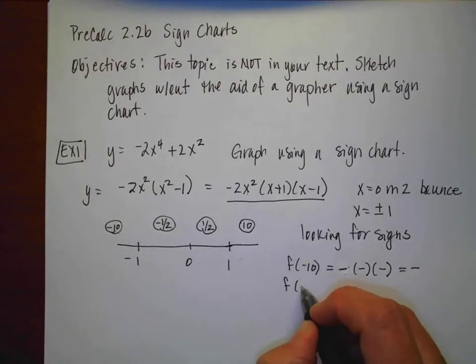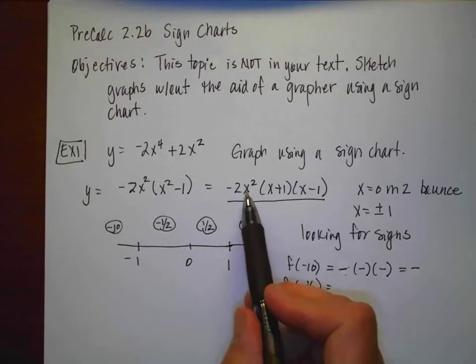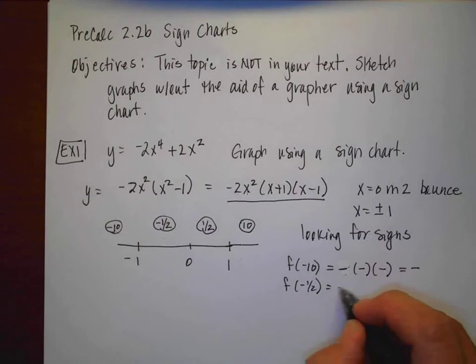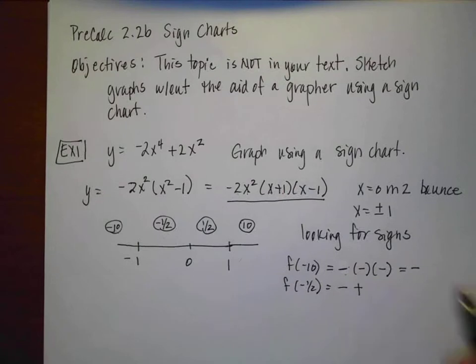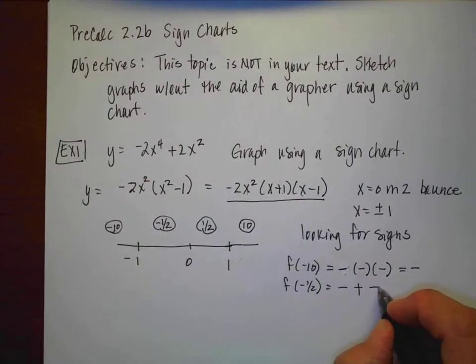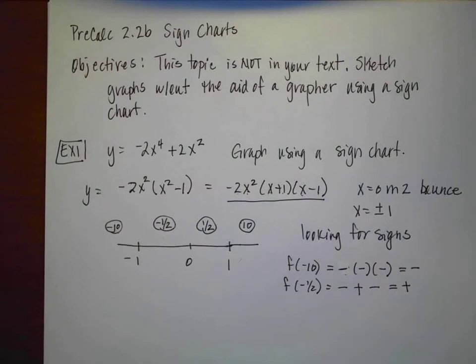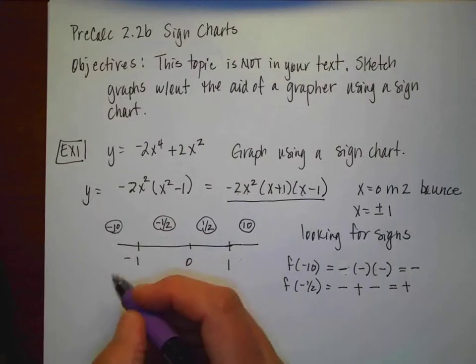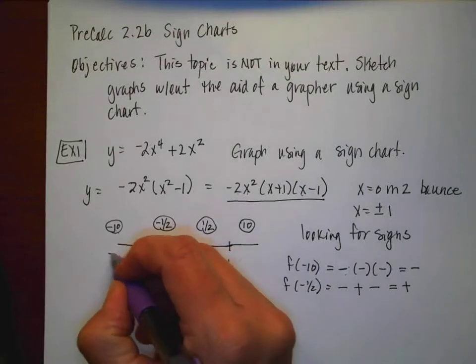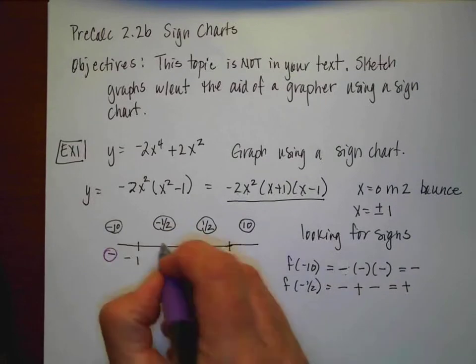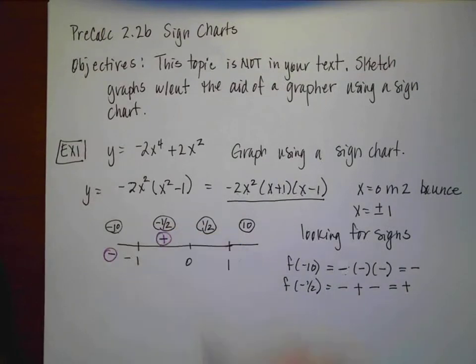All right, now I'm going to do f of negative 1/2. So a negative 1/2 squared is positive times a negative is negative. A negative 1/2 plus 1 is positive. And then a negative 1/2 minus 1 is negative. And then two negatives make a positive. All right, and I actually am skipping a step. So in the first interval, we showed that the function was negative. So I'm going to put a negative right here in this space. And then in the second interval, we showed that it was positive. So I'm going to put a positive right there.